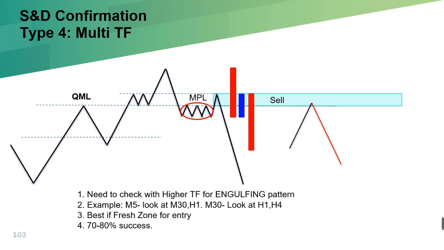It depends on the whole chart. I cannot just show you like this. Later, I'm going to show you some examples. So this type of multi-confirmation has around a 70 to 80% success rate. Now let's jump into the chart to look at all these types of confirmation.